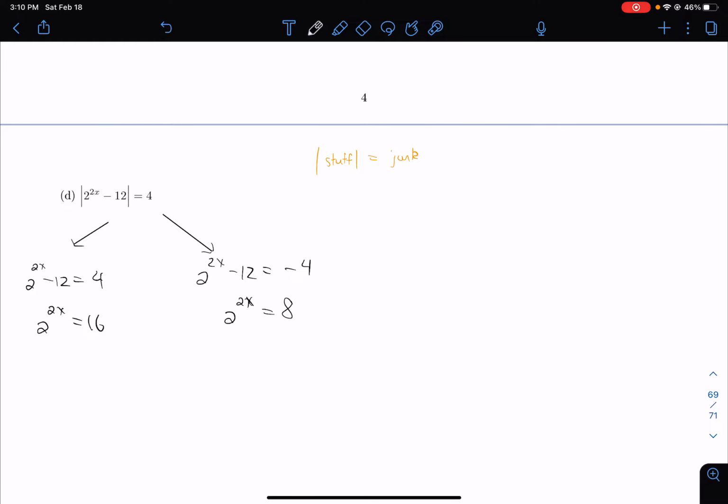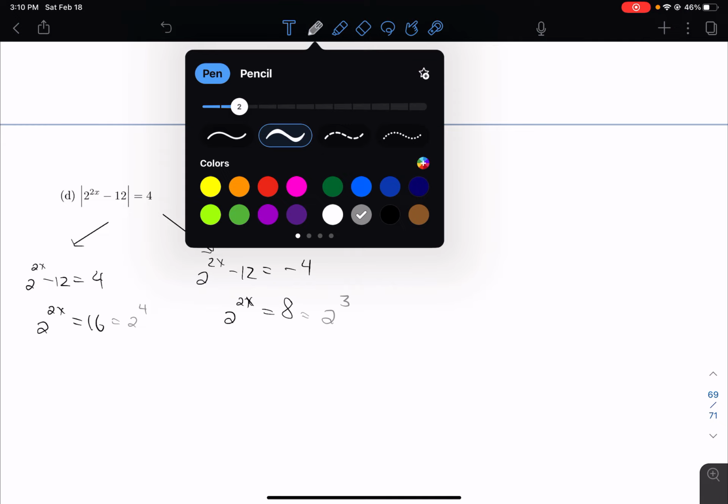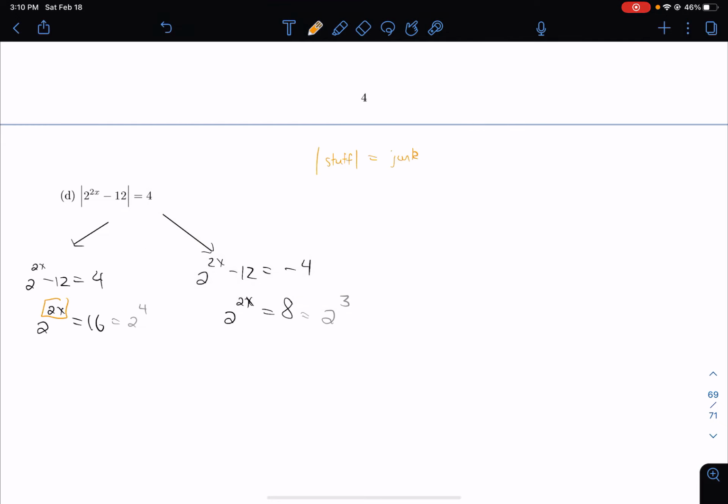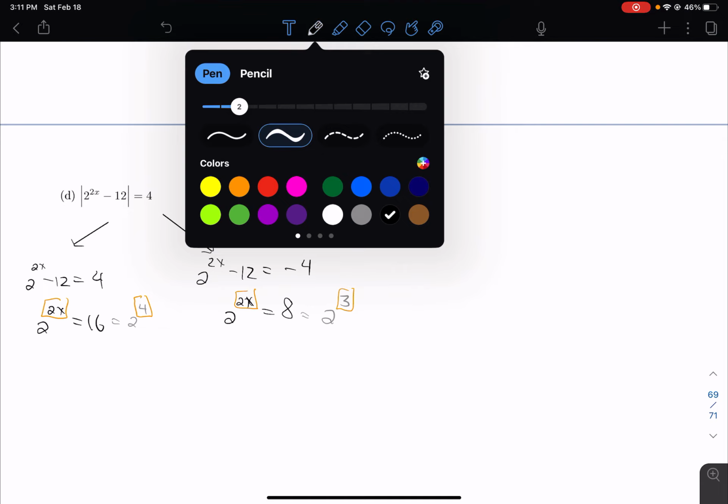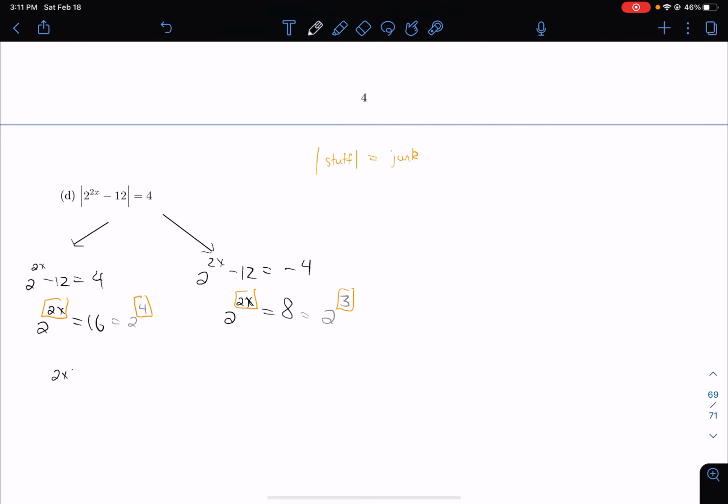Okay, and now, well, I have common bases, because 16, well, that's 2 to the 4. And then 8, well, that's 2 cubed. So if I set the powers equal now, this power has got to equal 4, and in the other equation, this power has got to equal 3. In my first equation, that'll give me 2x equals 4, and dividing, I get x is 2. In the second equation, we'll get 2x equals 3, and then dividing, we get x is 3/2. All right, so we're getting two answers.